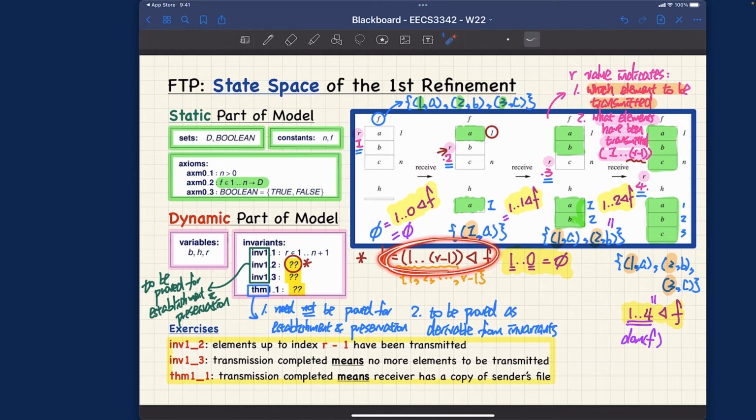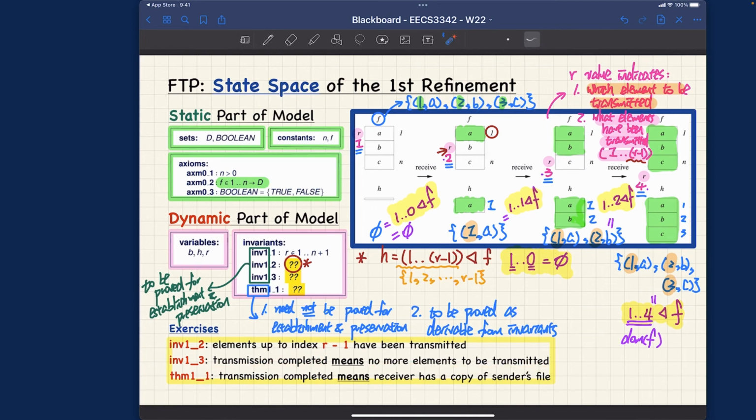This will be our first invariant. That might be the trickier one to come up with. That's why I spent so much time to help you derive it. What about invariant 1,3 over here? Let's look at the hints. Transmission completed will actually mean no more elements to be transmitted, right?